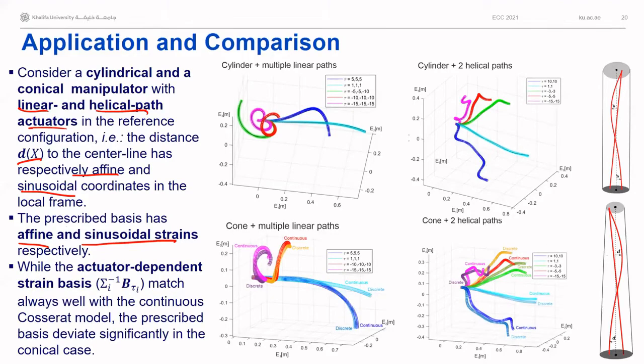Moving to a conical case, we have kept the prescribed basis again affine and sinusoidal, ignoring the fact that the conical shape will introduce additional modes. In fact, in this case, the prescribed basis deviates significantly from the other two cases, while the simplest actuator-dependent strain basis matches perfectly with the ODE solver.